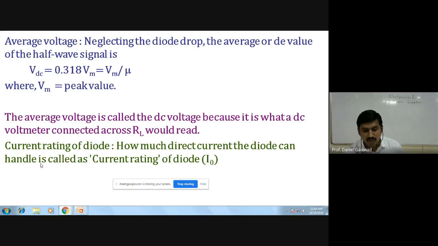How much DC current can be handled by the diode is called the current rating of the diode, and we have to make an arrangement so that the current doesn't cross this rating. Suppose the limit of the diode is 2 ampere. So 2 ampere is called the current rating of the diode. Then we should have a power supply which will run below 2 ampere current. If the current is greater than the current rating, the diode may be damaged.